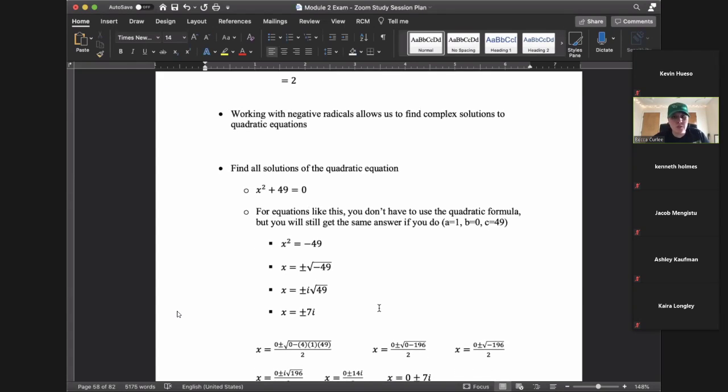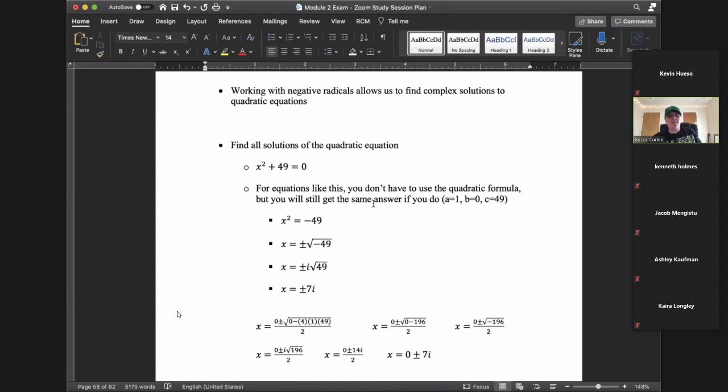Find all the solutions of the quadratic equation. For equations like this, this is a quadratic equation. You can use the quadratic formula to find the complex zeros, but you don't have to. There's a quicker way to do it. Since you have it all set equal to 0 here, you can just subtract 49 from both sides, which gives you x squared equals -49.